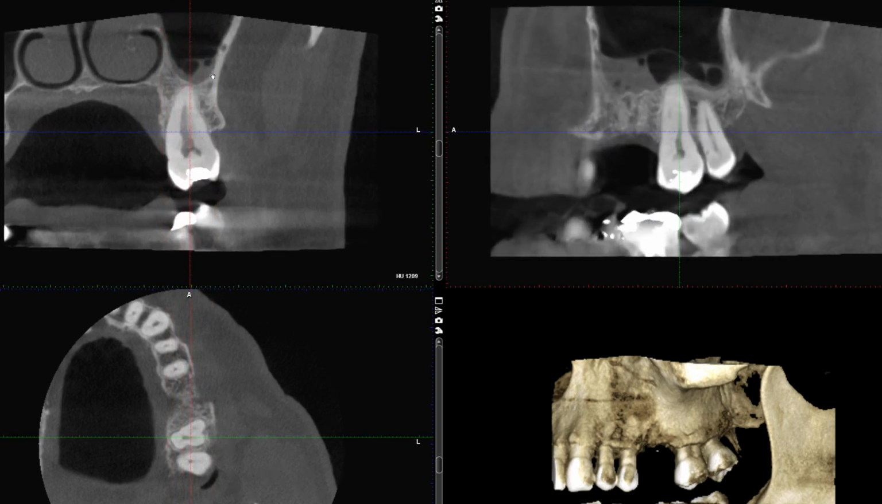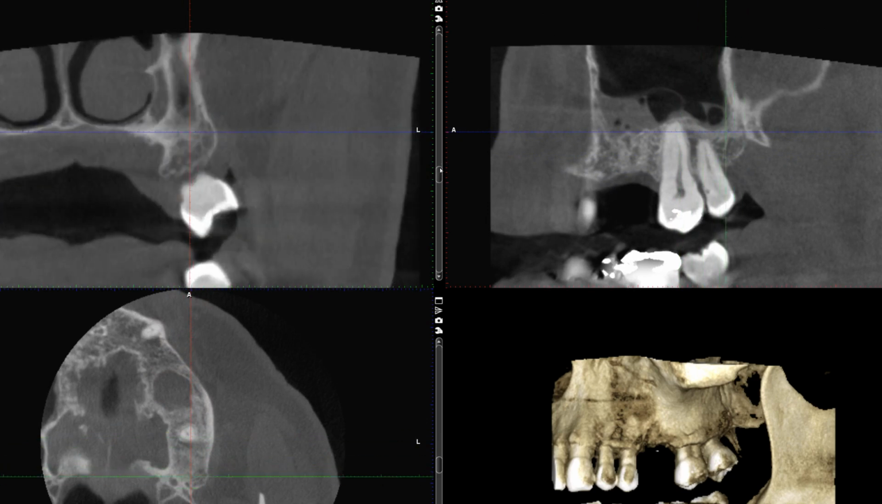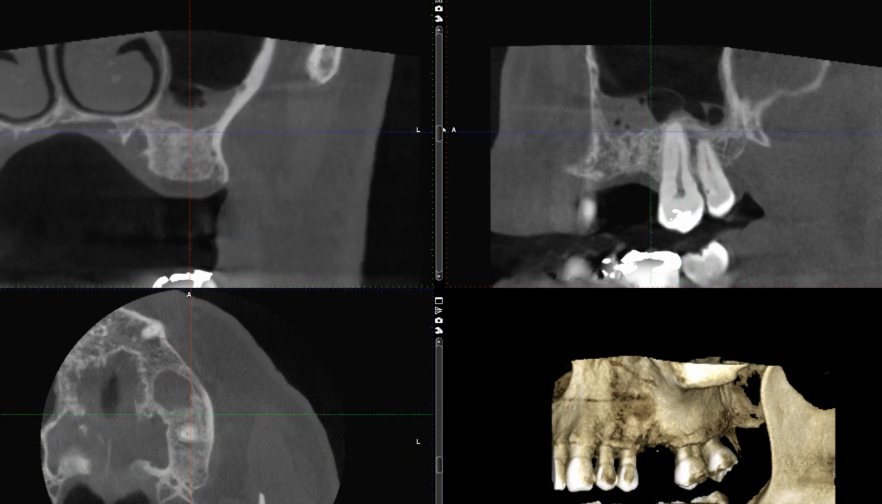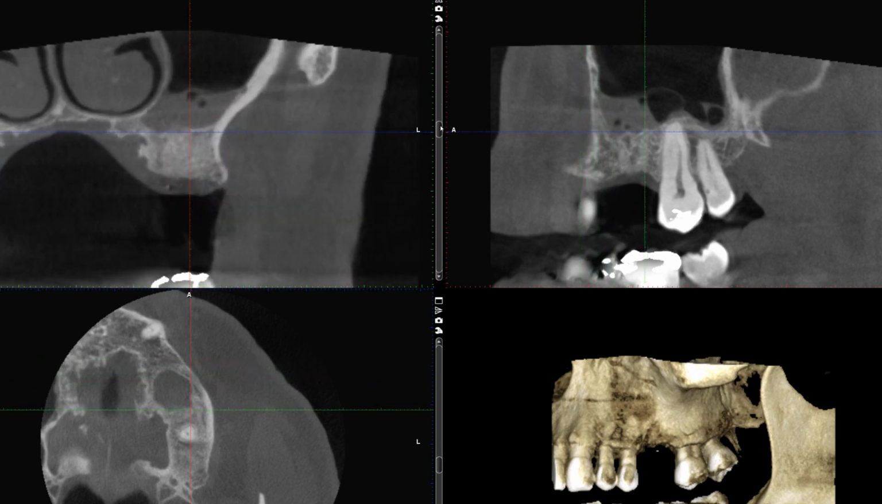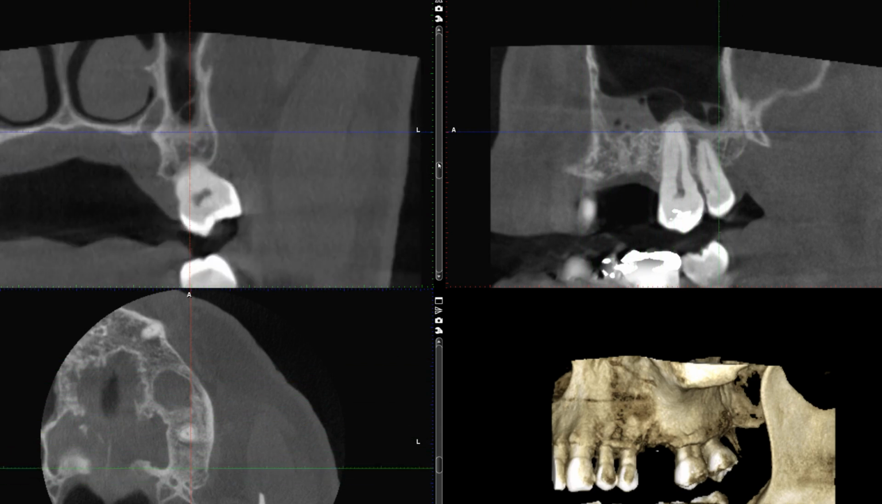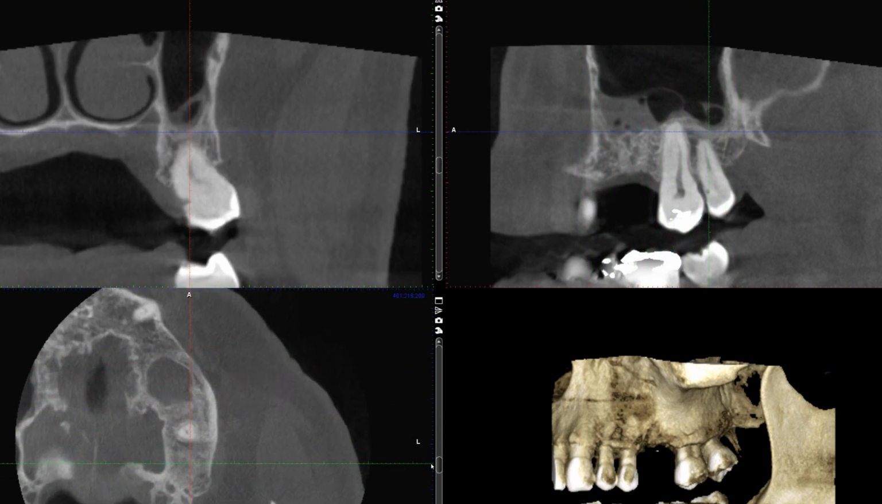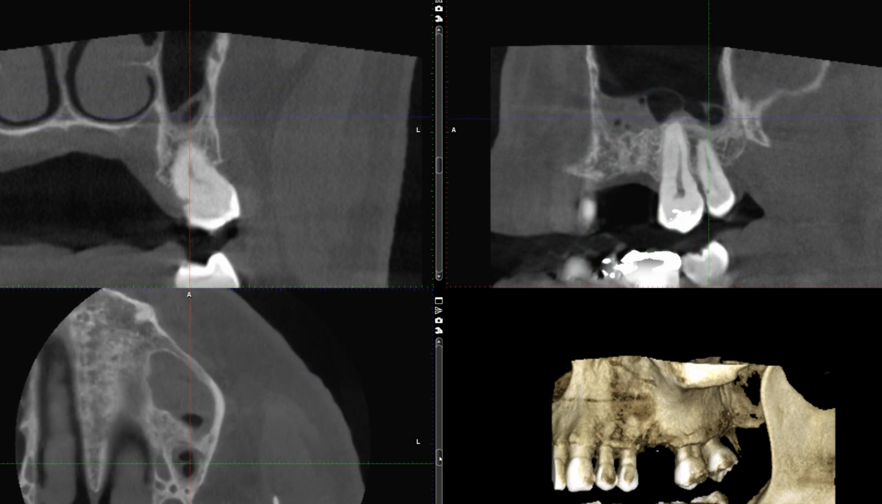And so again, let's verify that from the coronal view. So all these small multiple radiolucencies represent aerosolized secretions. And lastly, let's look at that in the axial view as well.